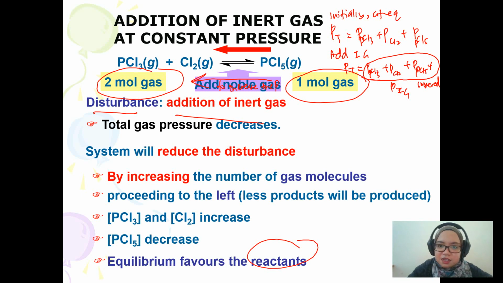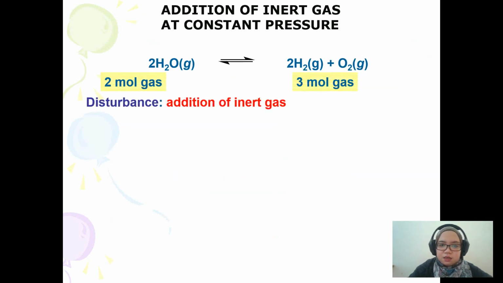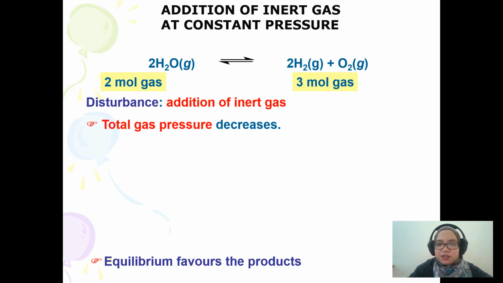So as a result, the concentration of product will decrease and the concentration of reactant will increase. Okay? So which means that the equilibrium favours the reactant compared to the product. In this case lah. Okay? Alright. So, kalau kita add inert gas pada constant pressure pula, macam untuk case ni pula, dia akan favor product. Sebab apa? Product ada more moles of gas.